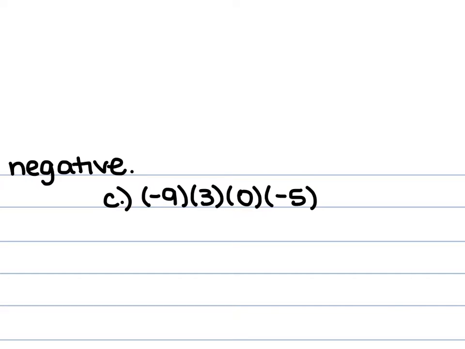For C, we have a negative 9 times 3 times 0 times 5. Well, think about this here. The negative 9 times negative 5 is positive. However, we have a 0 here. Anytime we multiply anything by 0, it is 0. And 0 is neither positive nor negative, so it's neither.